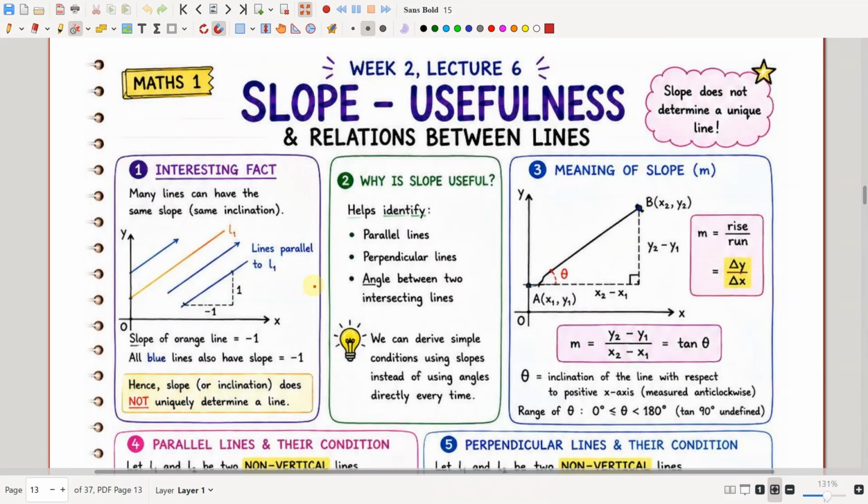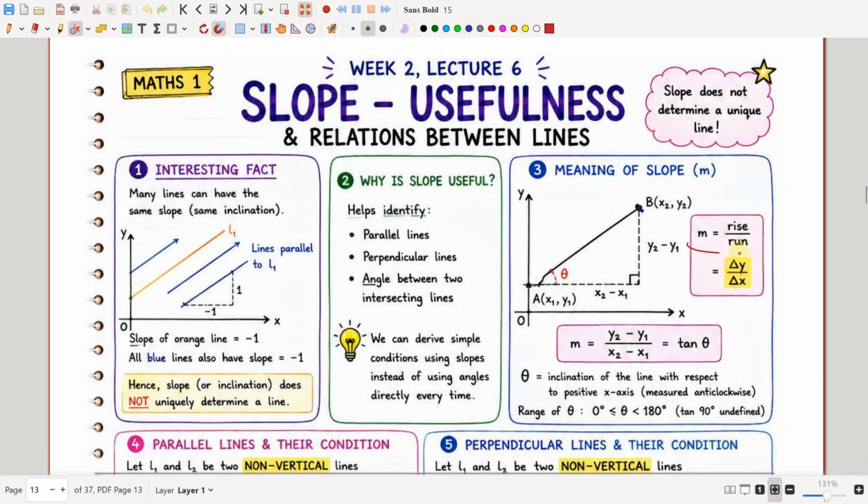If the lines are parallel or perpendicular, the slopes of the two lines will be related. Why are we saying that the slope is useful? It will help us to identify parallel lines and perpendicular lines, and it also helps us to understand the angle between two intersecting lines. So we can derive simple conditions using slope instead of using angles directly every time.